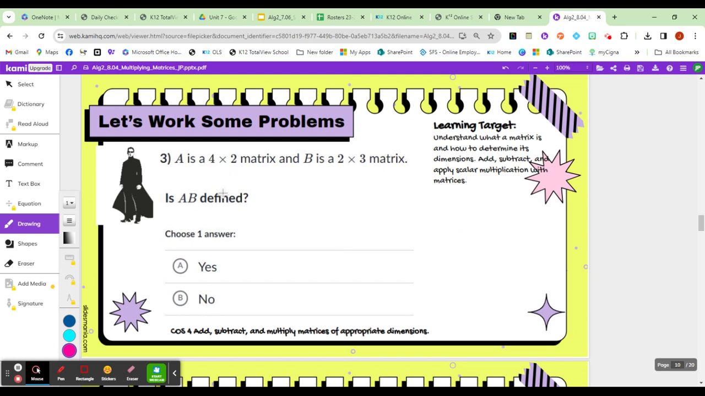All right, this one's just giving us the dimensions. So would it be possible to multiply 4 by 2 times a 2 by 3? As long as these inside dimensions are the same, then we can multiply them. So we're going to say yes.